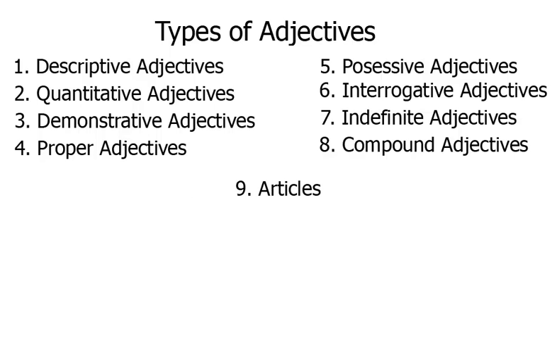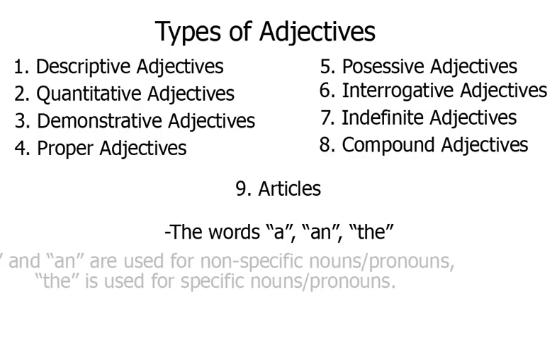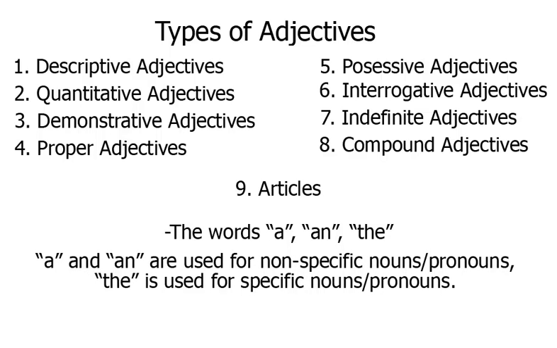Finally, there are the articles, of which there are only 3: a, an, and the, or the, depending on how you pronounce it. These are adjectives that are used to tell whether a noun is specific or not. A and an are used for non-specific nouns, a glass, for example, and the, or the, is used for specific nouns, as in the case of the glass.